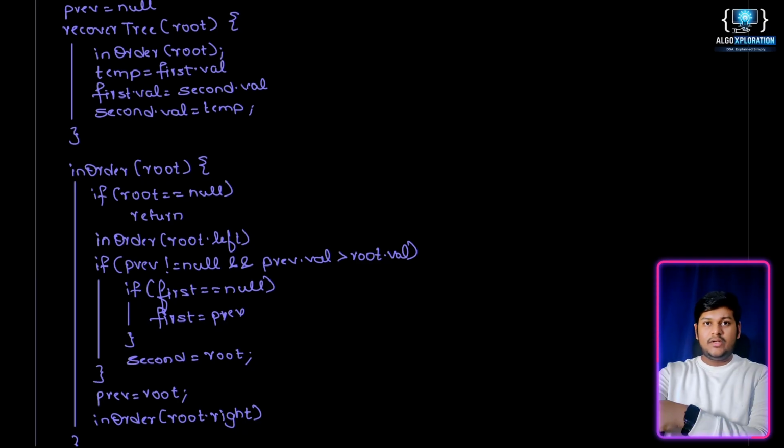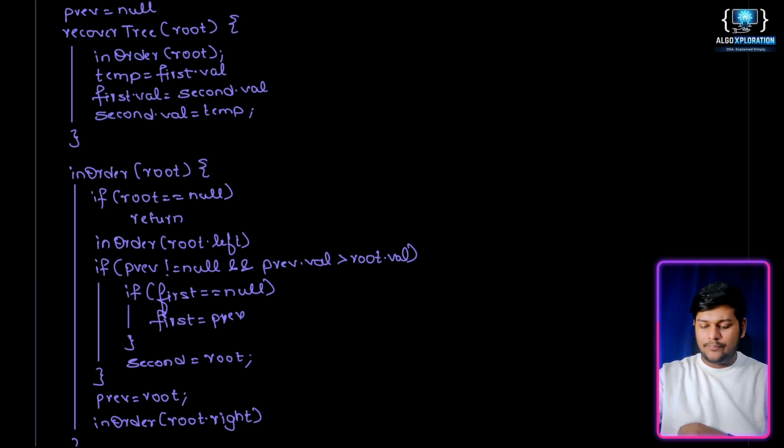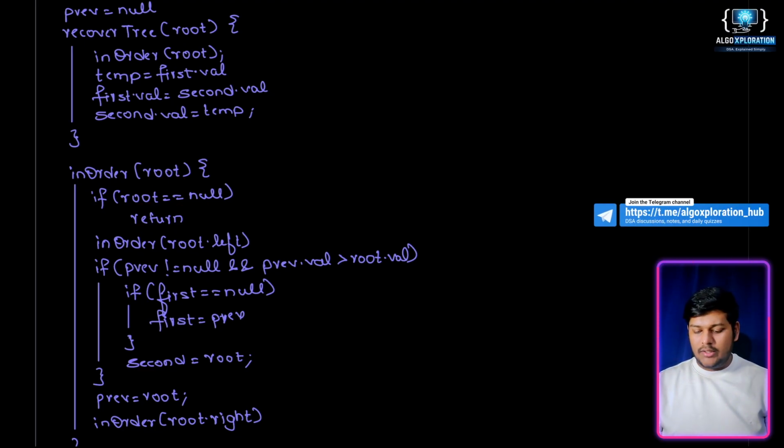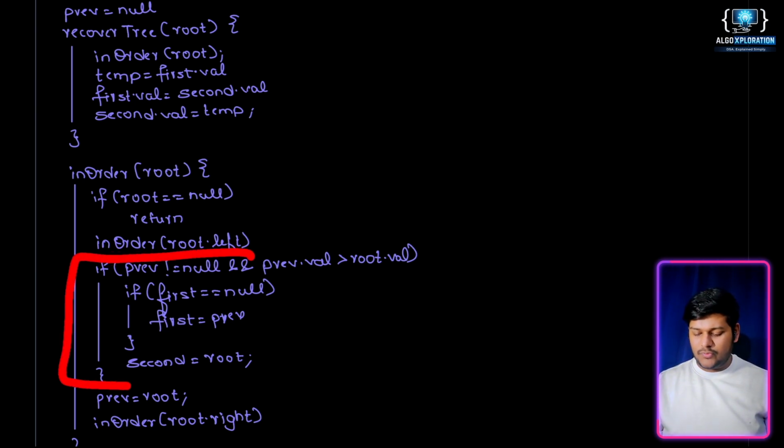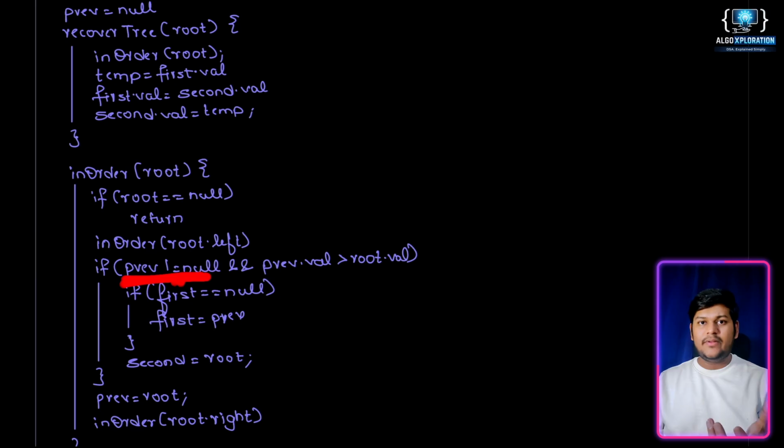Now I'll just explain the code. See, initially the root will be given. Obviously, if the root is null, I don't need to do anything, I just need to return null. Now in-order traversal on the left. And here comes the logic. If the previous is null, which initially it will be, I don't need to do anything. I just need to store the current reference in the previous. And then I need to go on the right.